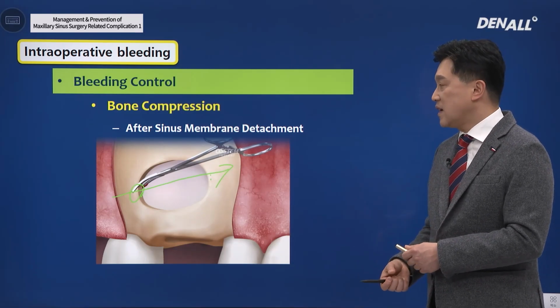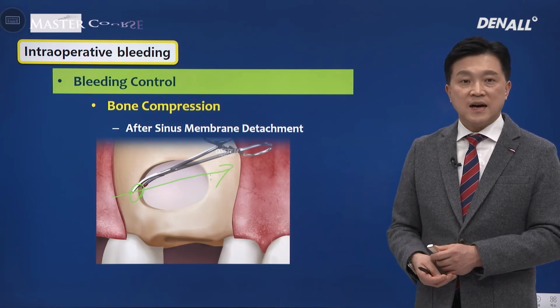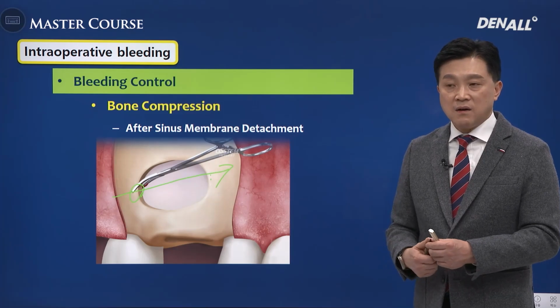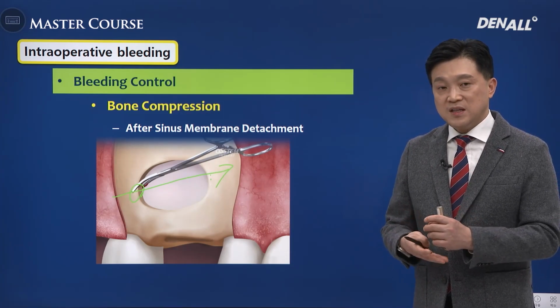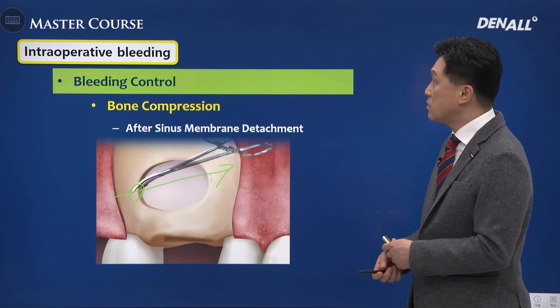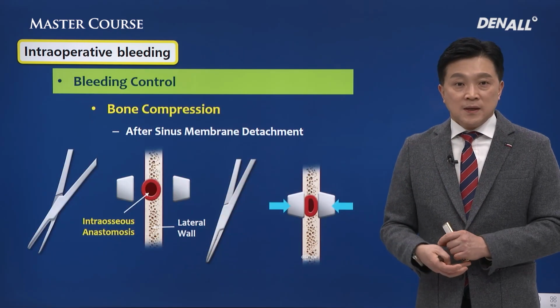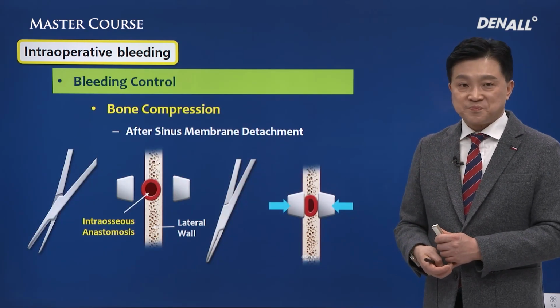However, I do not think you need to use such aggressive methods. In most cases, bleeding stops within 5 minutes when pressure is applied, and as bleeding stops, collateral circulation occurs, so bleeding stops in most cases. So bone compression is done like this.